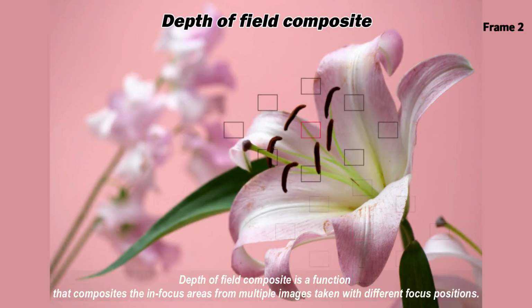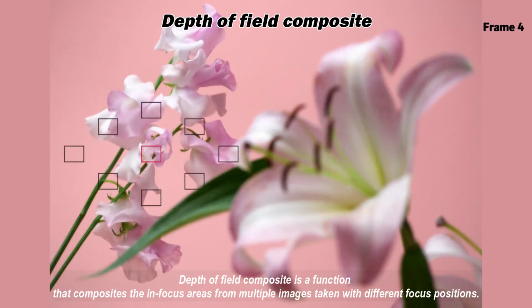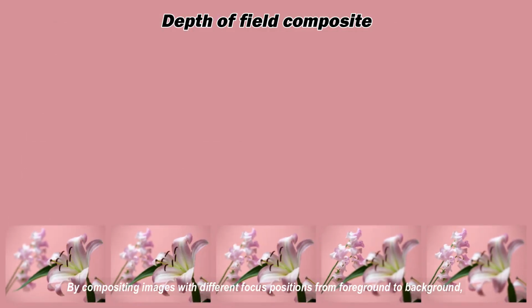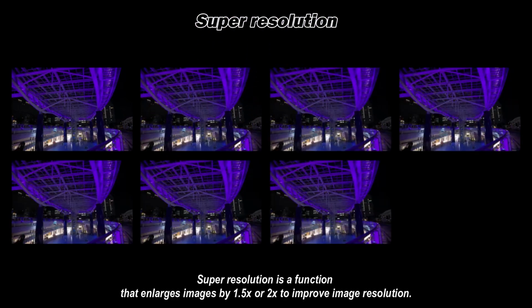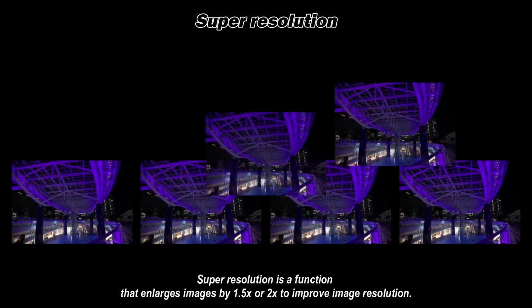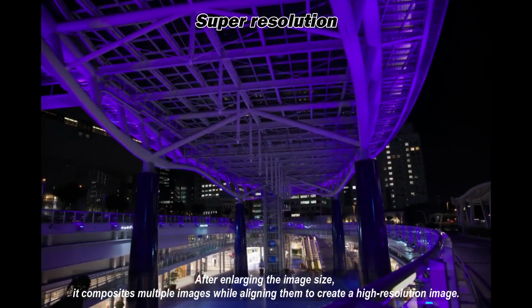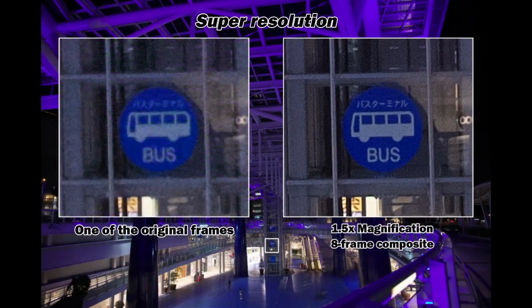Depth of field composite is a function that composites the in-focus areas from multiple images taken with different focus positions. By compositing images with different focus positions from foreground to background, it creates an image with a wide range in focus. Superresolution is a function that enlarges images by 1.5x or 2x to improve image resolution. After enlarging the image size, it composites multiple images while aligning them to create a high-resolution image.